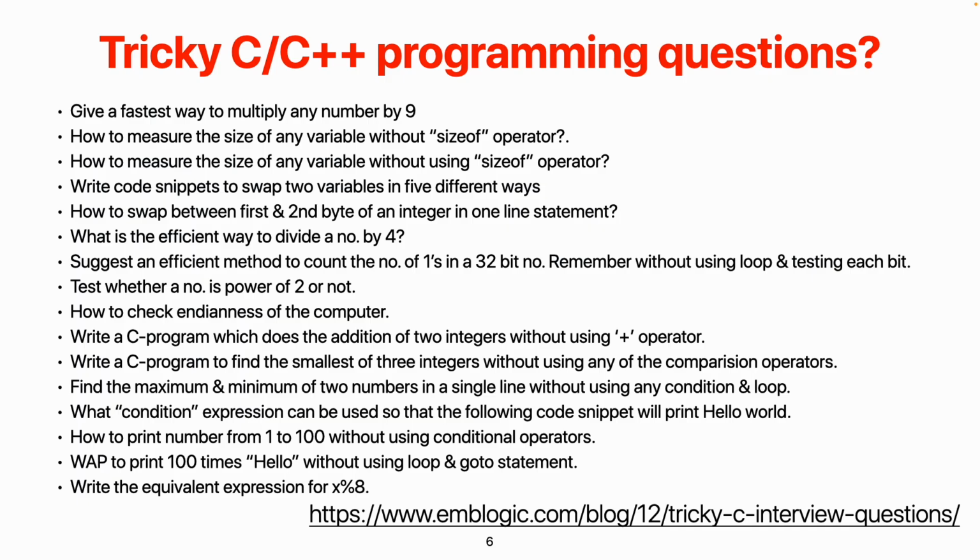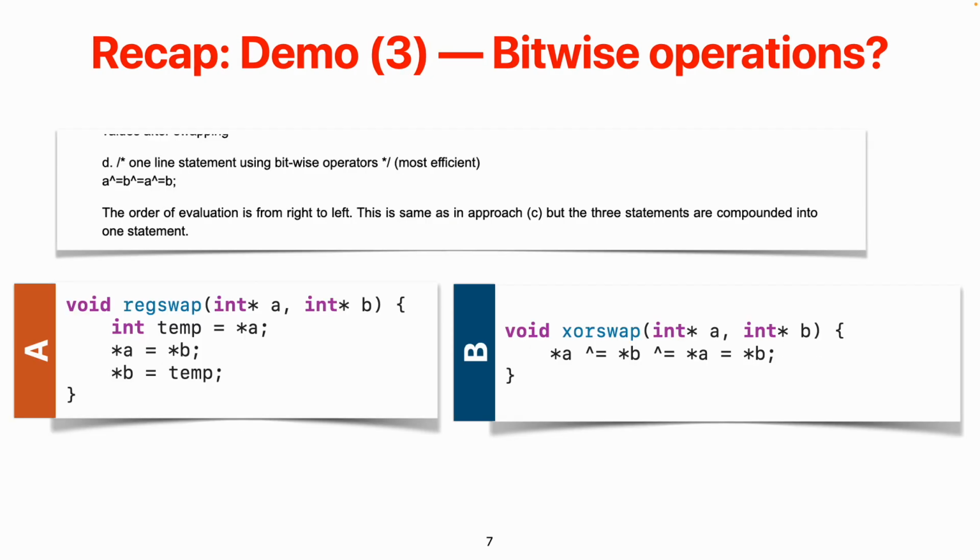In fact, if you're interested, here are a few tricky C or C++ programming questions that people listed, and apparently swapping two variables is one of the popular ones. How to swap the content in two variables without using a third variable? This is actually the right answer that Qualcomm, Broadcom, and SAP are looking for, right?